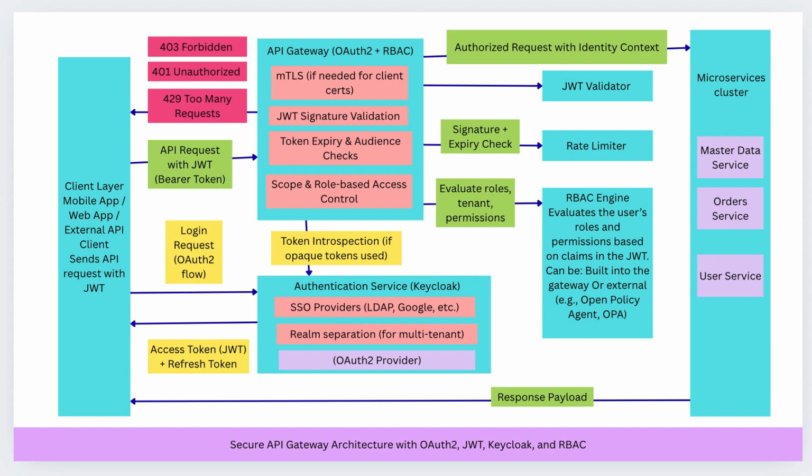Think of a JWT like a digital passport. These fields are stamps in the passport that say who you are, what countries you're allowed into, and when your visa expires. These claims are signed and encoded. We trust the data only if the signature is valid and it was issued by a trusted authority like Keycloak.